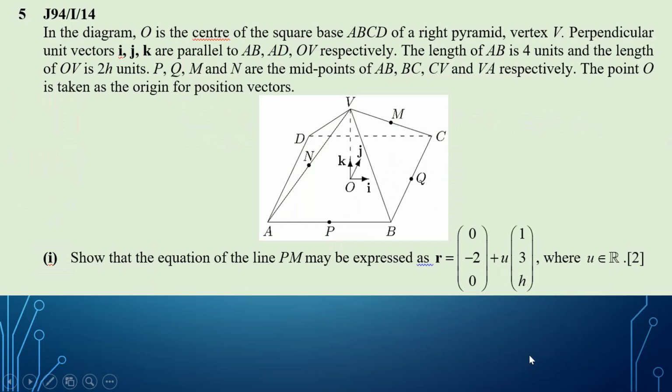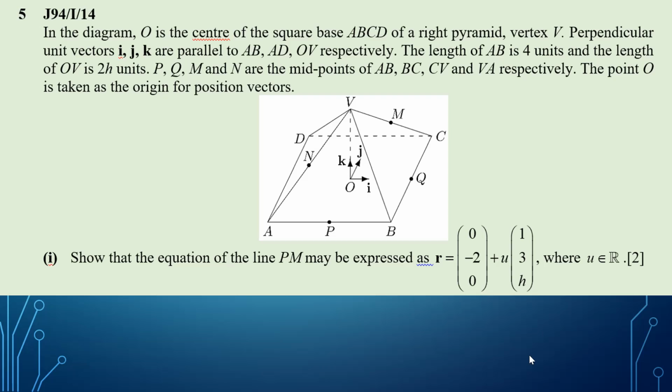Question number 5 of your vectors chapter 5 tutorial. Okay, this question, they give you a story, they give you a diagram, and in the first part of the question they ask you to show that the equation of the line PM can be expressed in a certain form.